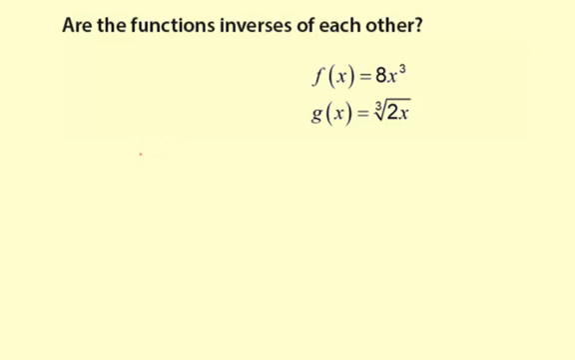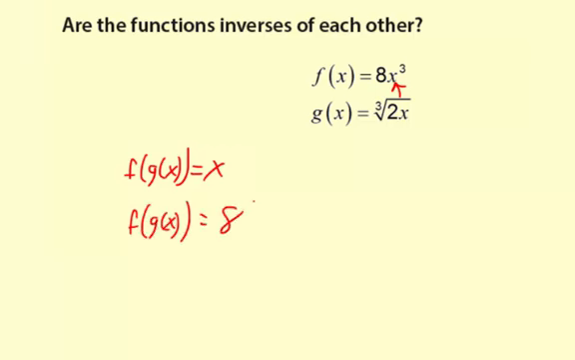Here's the algebra part. If the functions are inverses, then f of g of x should just be equal to x. So let me go ahead and figure that out. I'm going to take this g of x, this cube root of 2x, and substitute it up in here. This is called making a composite function. So I'm going to say f of g of x is 8 times the cube root of 2x to the third power. See what I did? I took this cube root of 2x and put it in the x here.